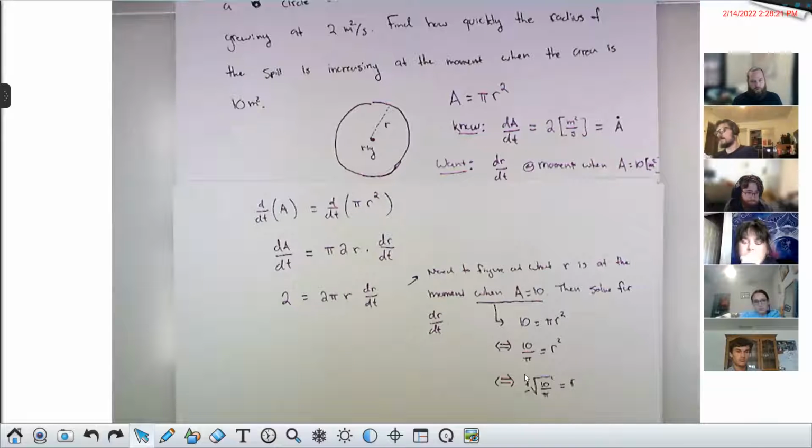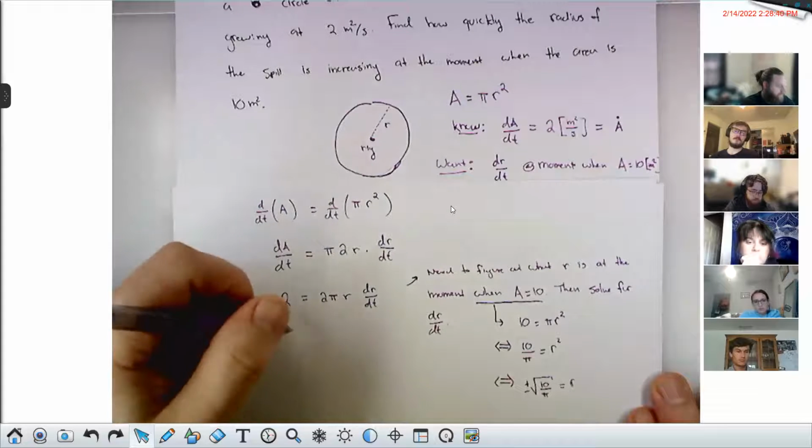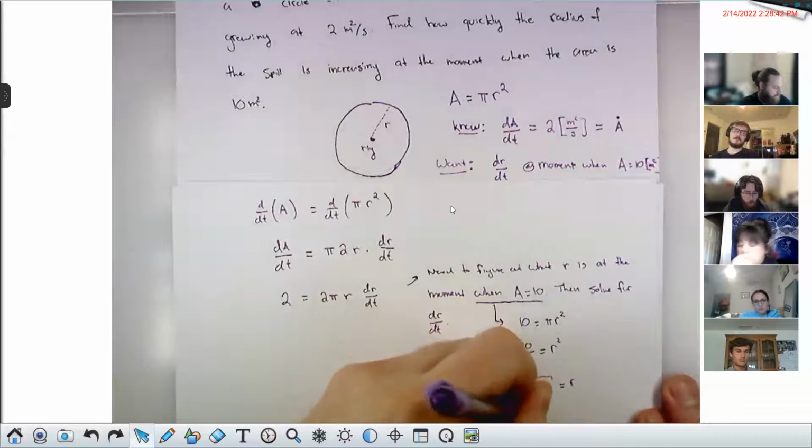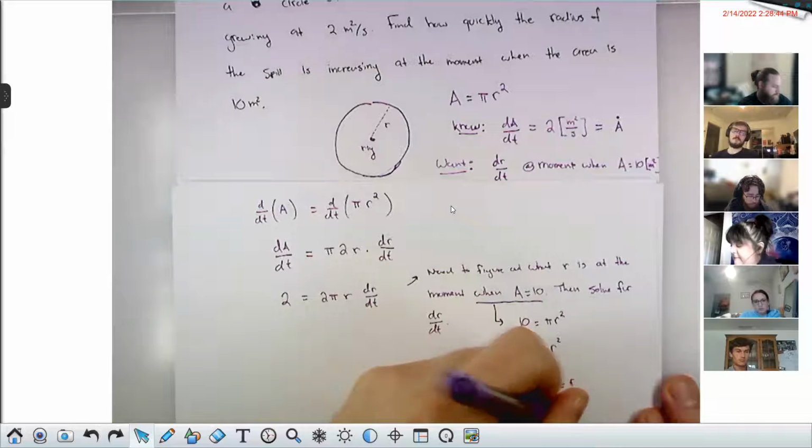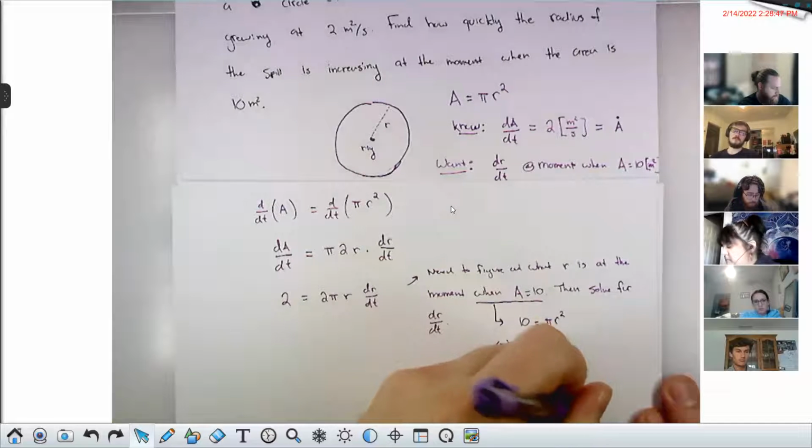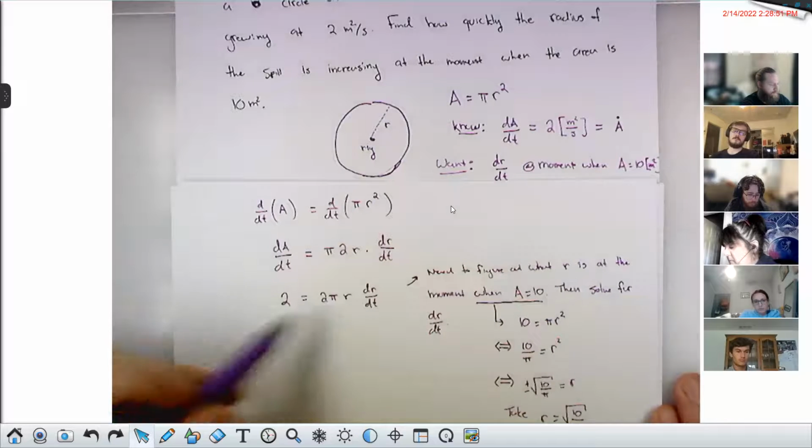When you solve this equation, you do get a plus and minus because you take square roots on both sides as one of your steps. But because of the real world situation, we know that the negative solution isn't interesting to us, right? This radius is never going to be negative. It's a distance. So we take r to be the positive square root of 10 over pi. And we're going to plug that in here.